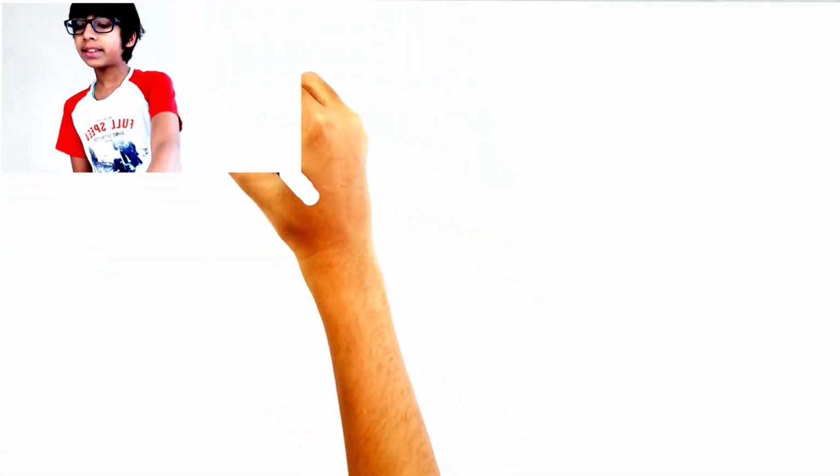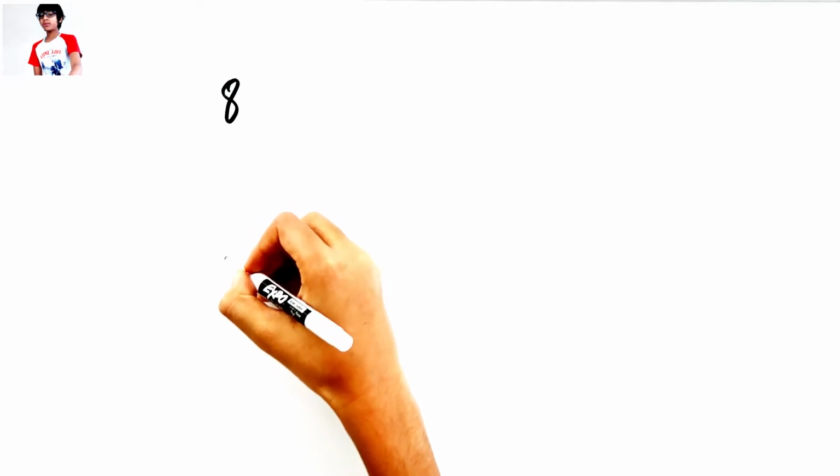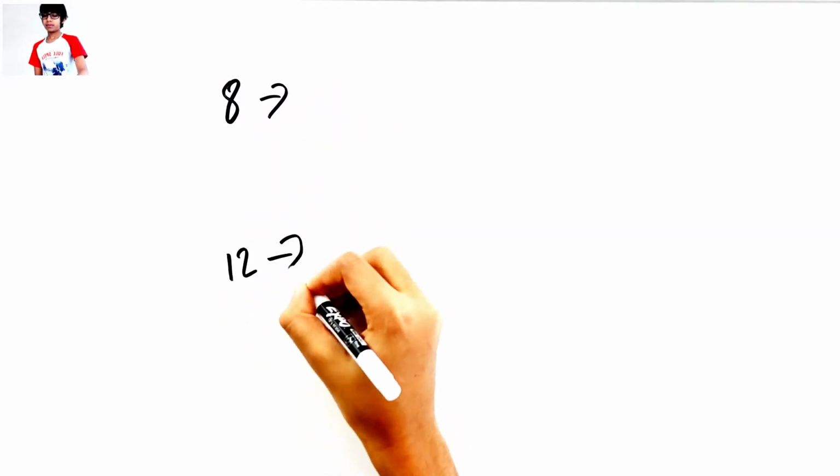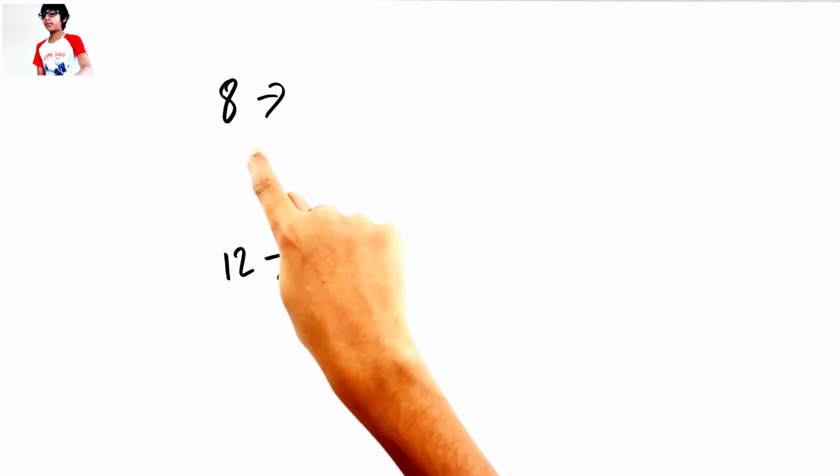Hi guys, in this video let's talk about the highest common factor of numbers. So let's take two numbers. The numbers are 8 and 12.